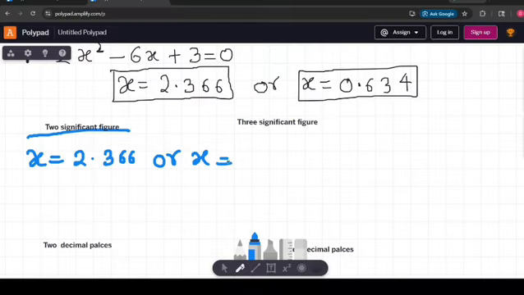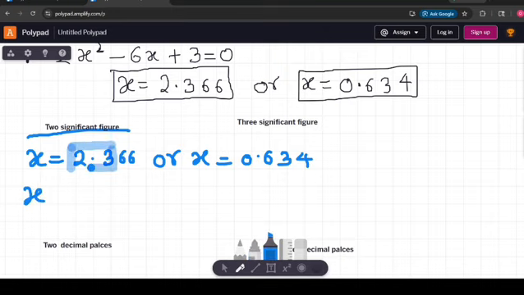So for significant figures, we want the final answer in two digits. Now the first value, 2.366. So we are going to consider three digits first, that is 2.36. Now since the third digit is greater than 5, we will round off the number and make it 2.4. So the final answer will be x is equal to 2.4 for the first x.